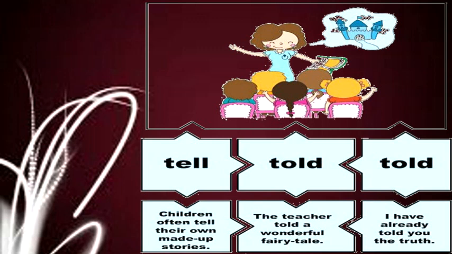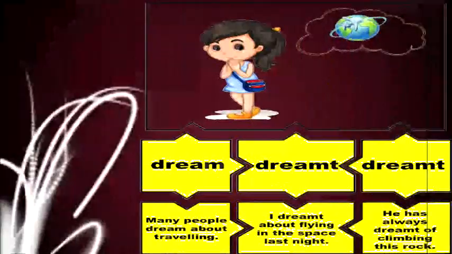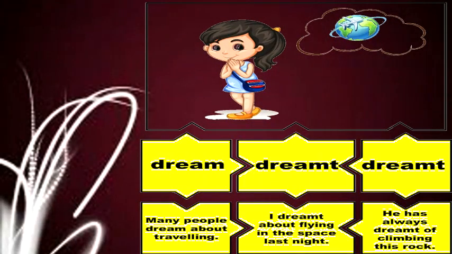The third we have present perfect tense. I have already told you the truth. Here the past participle form is told. So what are the three forms? Tell, told, told. Next we have dream, dreamt, dreamt.